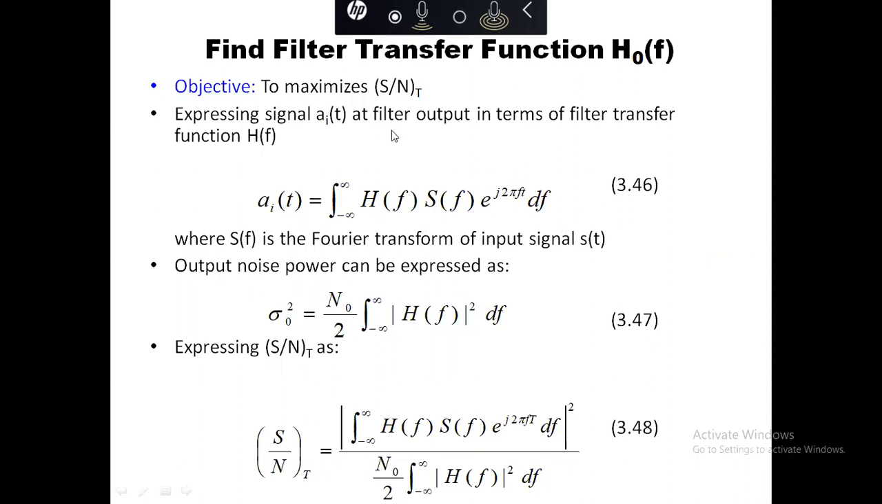So we assume that the output of the filter is a_i of t, and how can we estimate the output of the filter? For this, we know that if the signal is s of t, and its Fourier transform is S of f, then S of f is the input signal. That is the input of the filter, and the filter is H of f, which is unknown. It's the general expression for H of f, and this H of f is unknown.